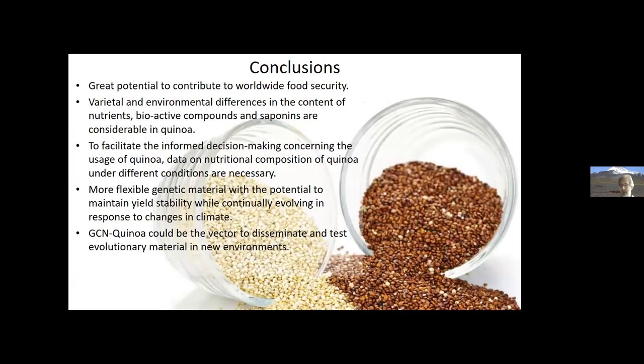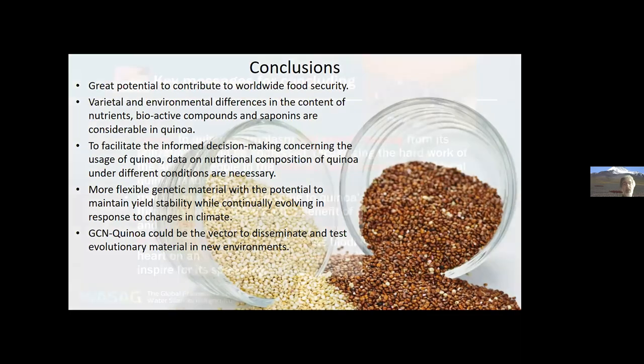The main conclusion of my presentation is that there is a great potential to contribute to worldwide food security with quinoa. Varietal and environmental differences in the contents of nutrients, bioactive compounds, and saponin are considerable in quinoa and need to be studied more in depth. It is important to facilitate informed decision making concerning the use of quinoa. Data on nutrition composition of quinoa under different conditions are necessary. We need more flexible genetic material with the potential to maintain yield stability while continually evolving in response to change like climate. The global collaborative network on quinoa could be the vector to disseminate and test evolutionary material in your environment.